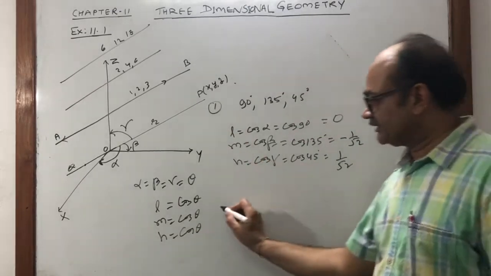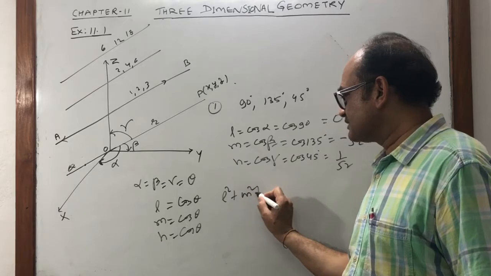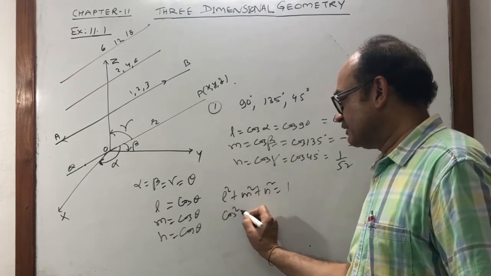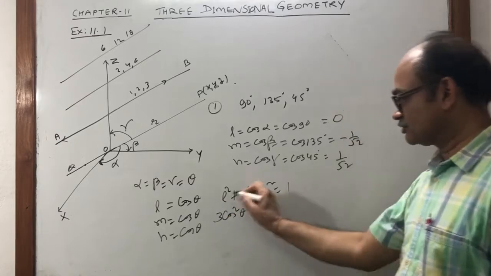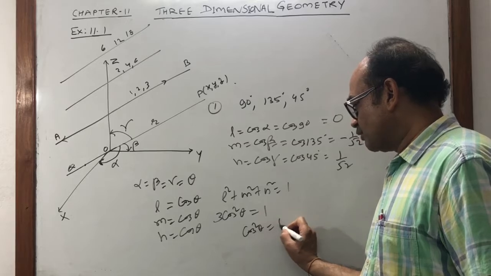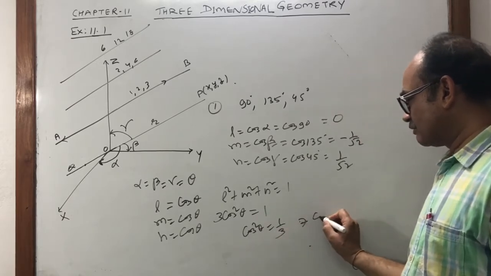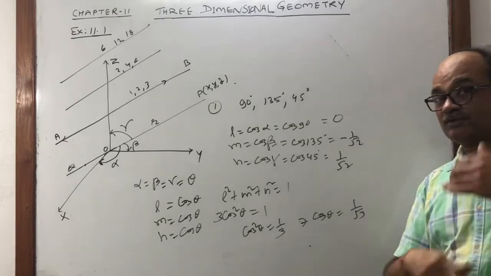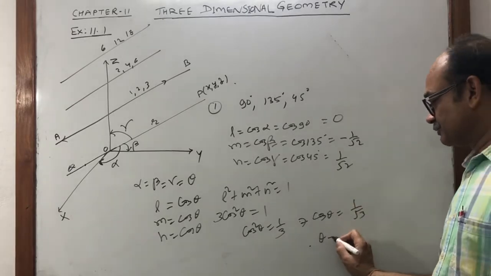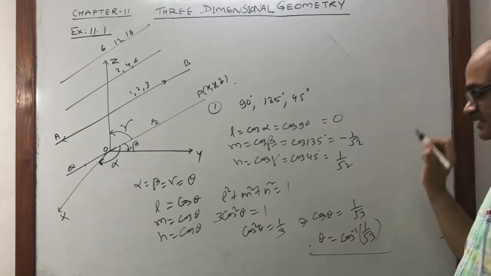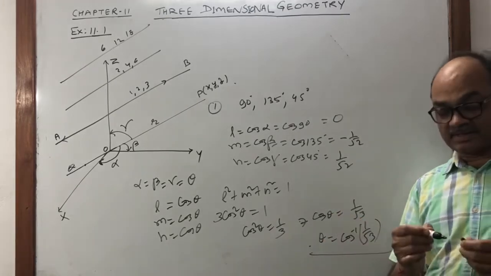But you know the relation L square plus M square plus N square equals 1. Substitute here. Cos square theta three times because all three are equal. So cos square theta is 1 by 3. Hence cos theta equals 1 by root 3. So what about the angle? Theta equals cos inverse 1 by root 3 is the answer. Simple.